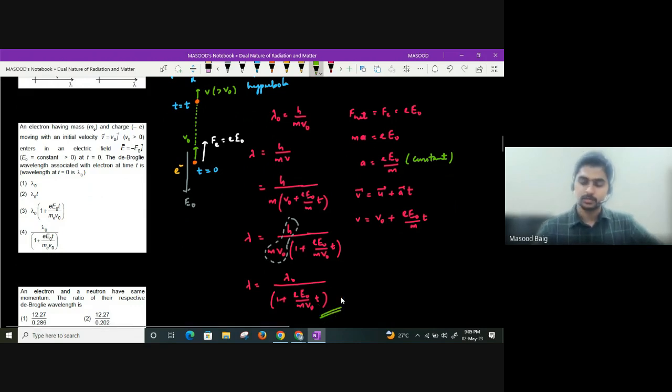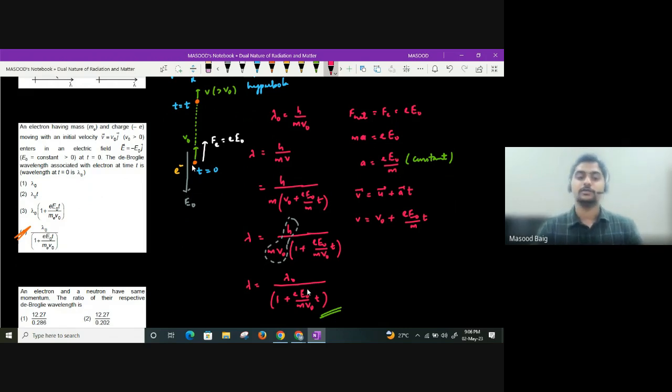Very important case. Suppose the electric field was in the direction of velocity, then in the denominator you would have got minus, guys. As simple as that. Clear, all of you? Here you are getting plus because the electron is moving in the direction opposite to the electric field.